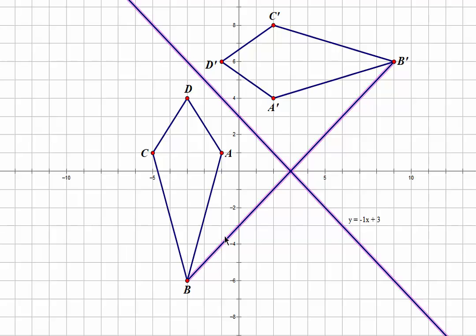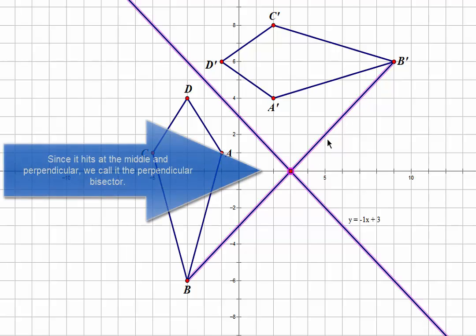It's not easy to count the spaces because we're going diagonal. But I guess we can count 1, 2, 3, 4, 5, 6, 7, 8, 9, 10, 11, 12. We can count 12 diagonal spaces to get from one to the other. So then this should be 1, 2, 3, 4, 5, 6 right there. So another way of thinking about it is right here where it crosses is the middle point between B and B prime as well, with an equal number of length on the left side and the right side.